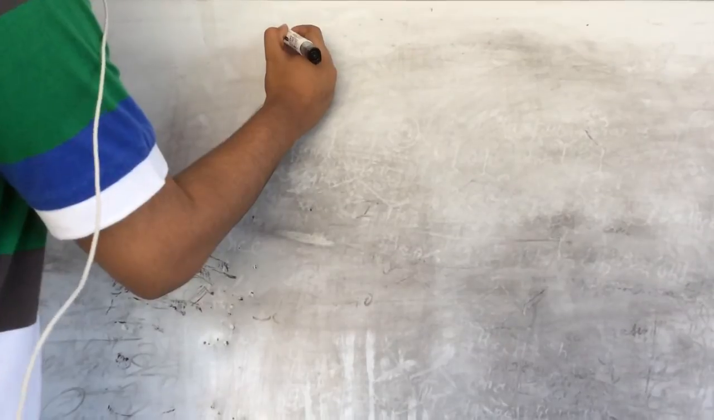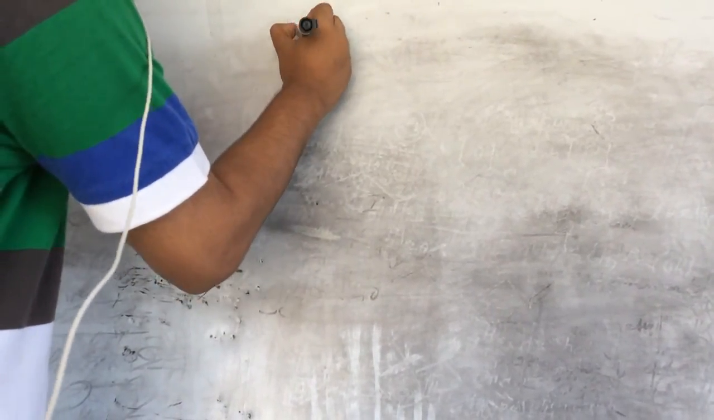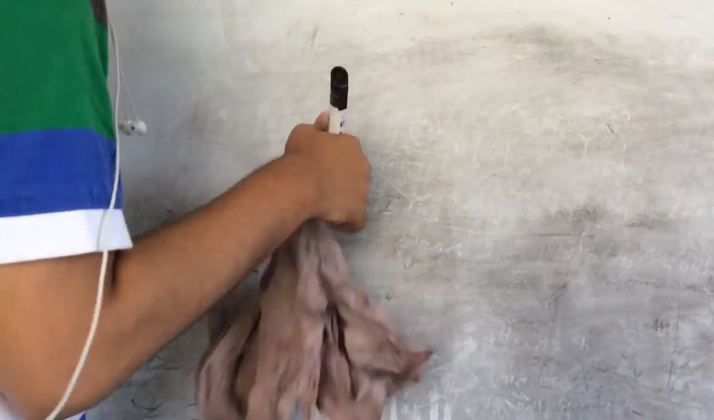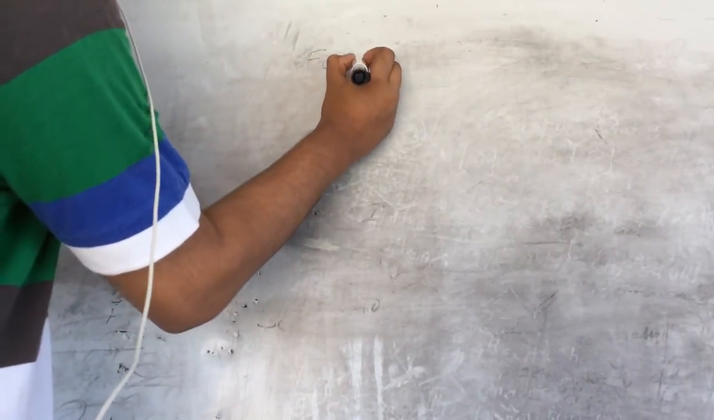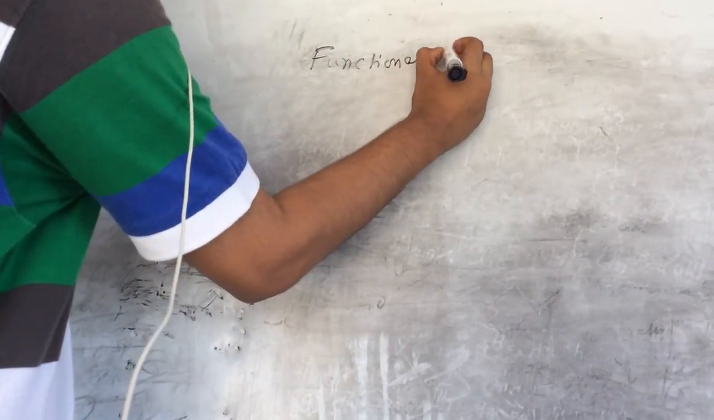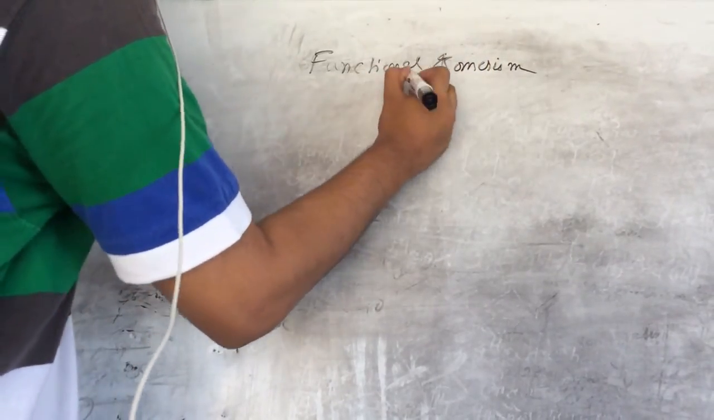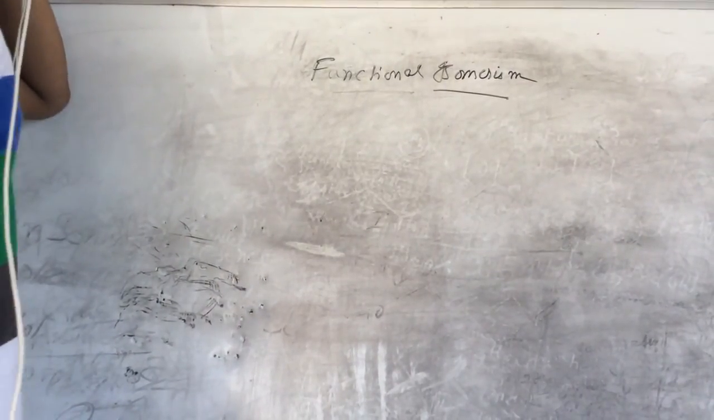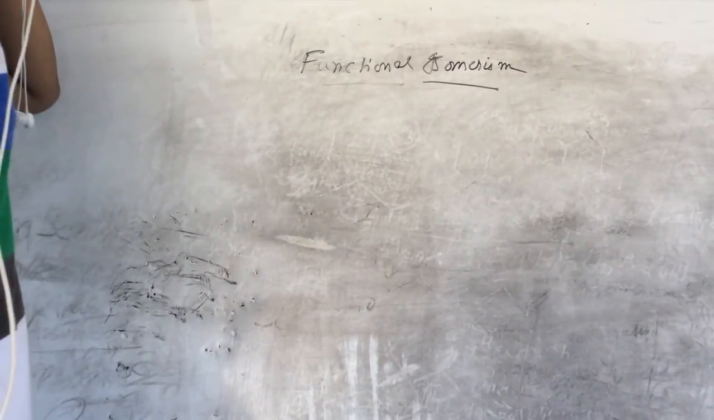So guys, we are going to start functional isomerism. So what is functional isomerism? Functional isomerism results due to variation in the functional groups present in two different structures having the same molecular formula.